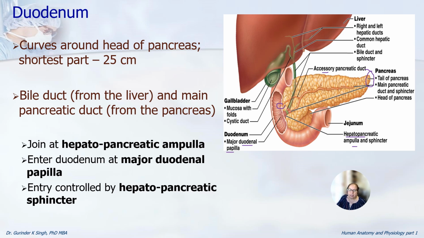So a mix of both bile as well as pancreatic juice comes into the duodenum. The pancreatic juices are alkaline in nature. So when the acid from the stomach comes in here, they neutralize the pH here.